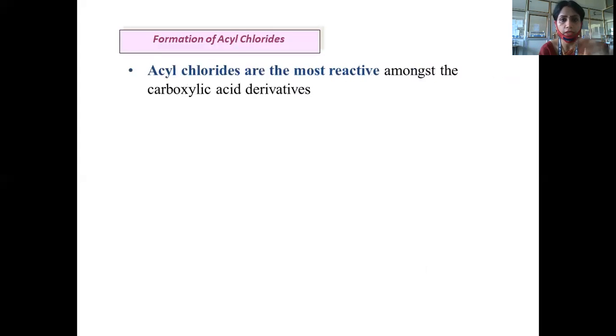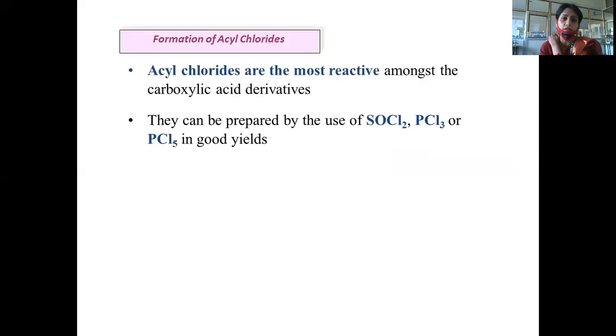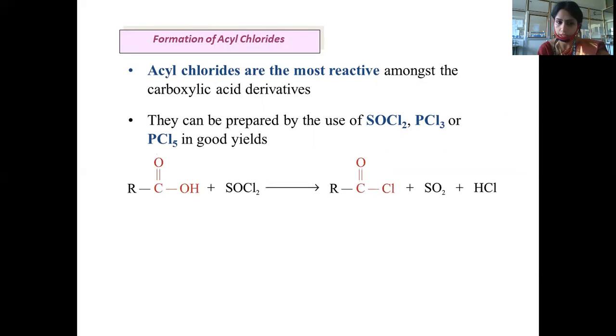Next, see formation of acyl chloride again. So acyl chloride, they are the most reactive amongst the carboxylic acid derivatives, and they can be prepared by the use of SOCl2, PCl3, PCl5 in good yields. So what happens is when RCOOH reacts with SOCl2, the product is always SO2 and RCOCl.